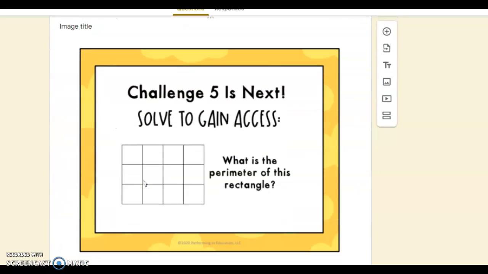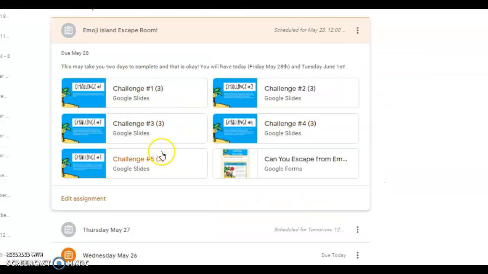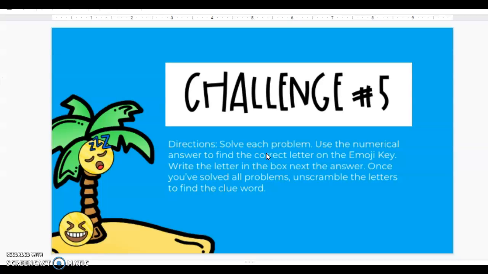Challenge number 5, starter. Challenge number 5 is next. What is the perimeter of this rectangle? All right, so you're going to answer that one, and then you're going to go to challenge number 5. Solve each problem. Use the numerical answer to find the correct letter on the emoji key. Write the letter in the box next to the answer. Once you've solved all the problems, unscramble the letters to find the word clue.